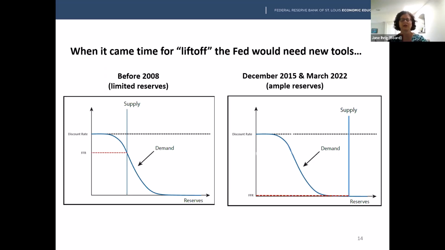Now let's look at the right side. That's where we are kind of today. This is where we were in December 2015 when we had recovered from the recession after the global financial crisis. It's also where we were in March of this year, after COVID, when interest rates were near zero. So we still have a downward sloping demand curve, but now the supply curve is representing a very ample level of reserves. So it's way to the right in the curve, and you can see it intersects the demand curve at the flat portion. Okay.